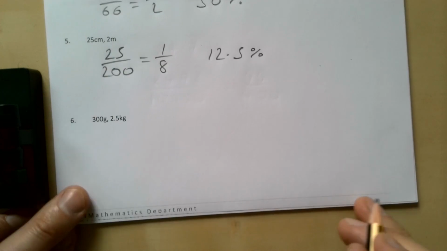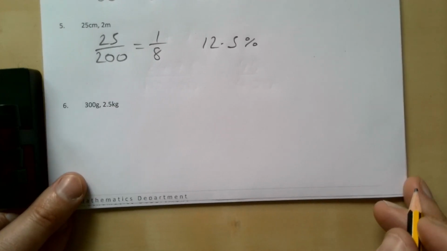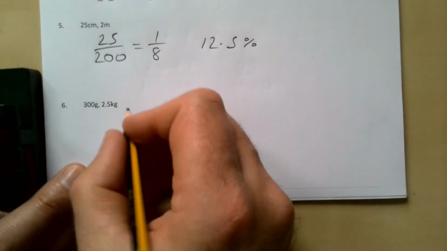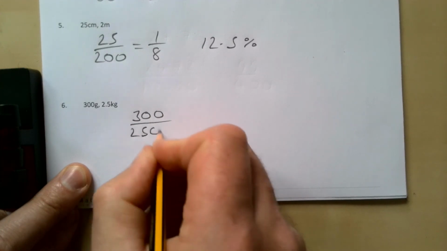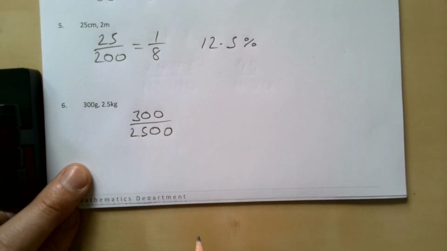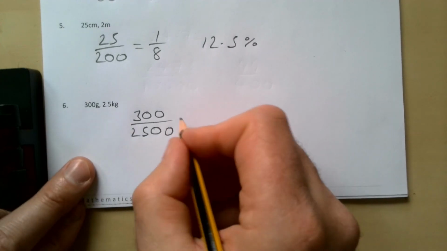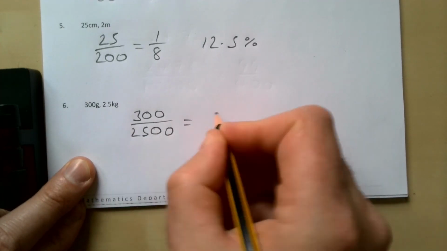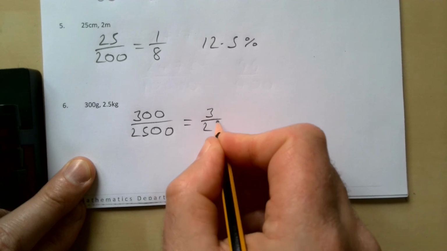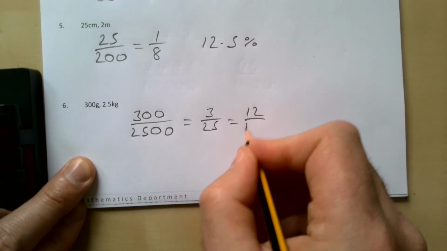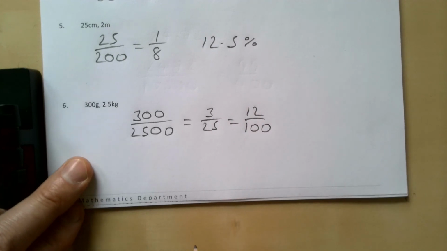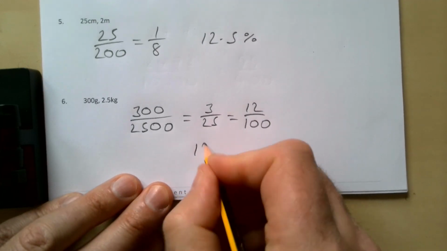Lastly then, 300 grams and 2.5 kilograms. That's going to be 300 all over 2,500 once we change to the same unit. We can cancel 2 zeros there, so we get 3 over 25. That's a nice number to go into 100, so it's going to be 12 over 100, which of course then gives us 12%.